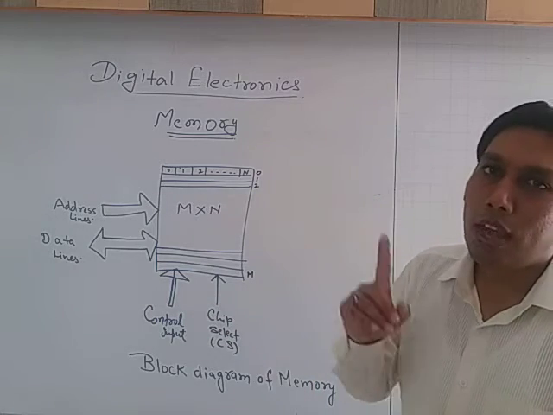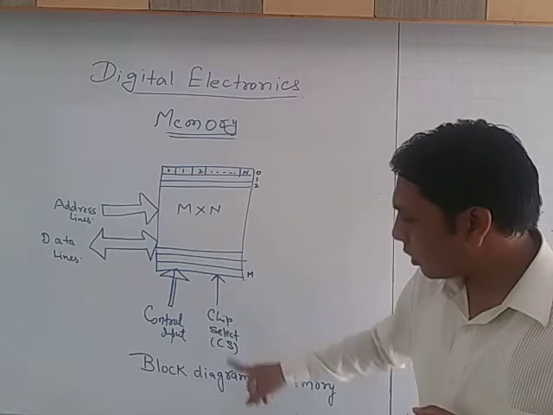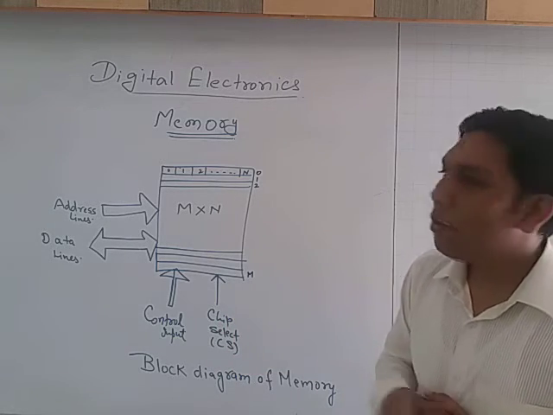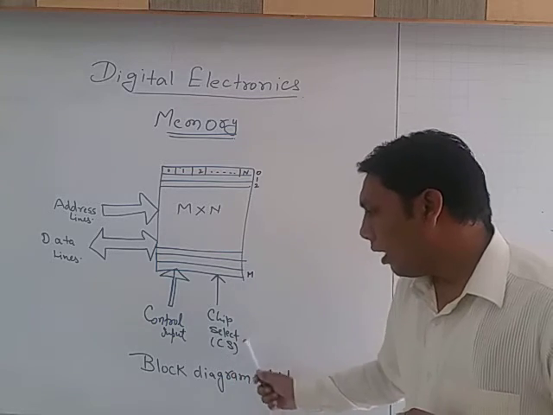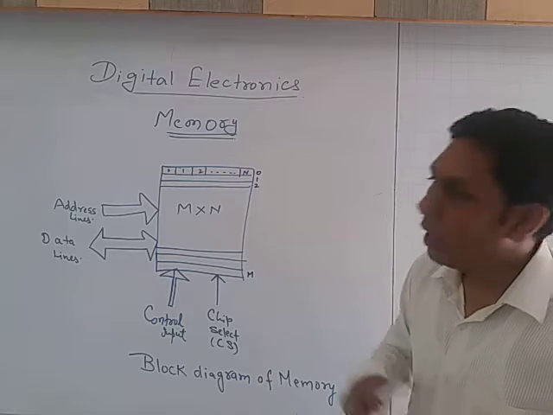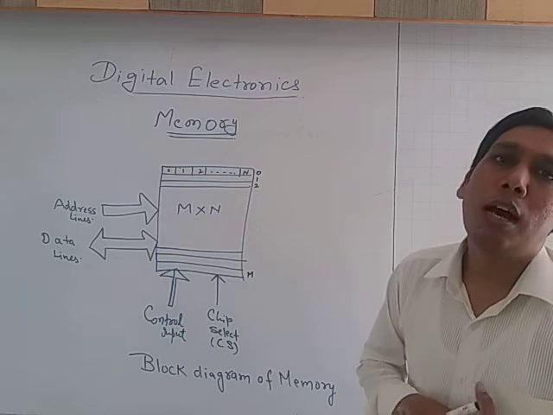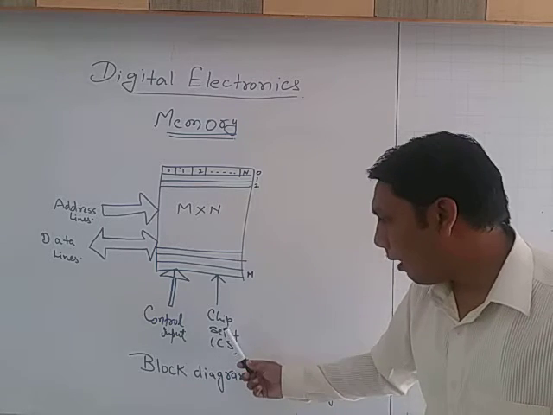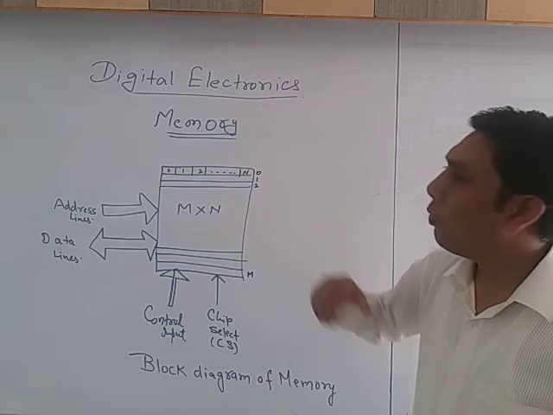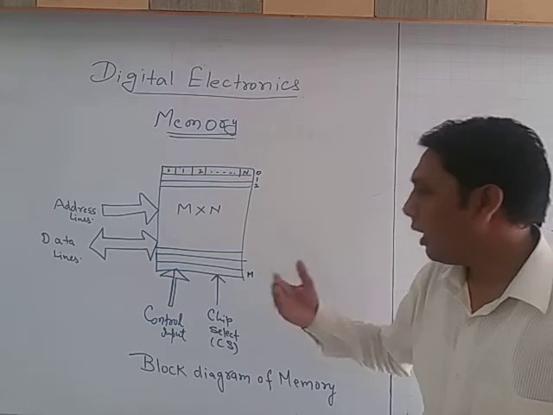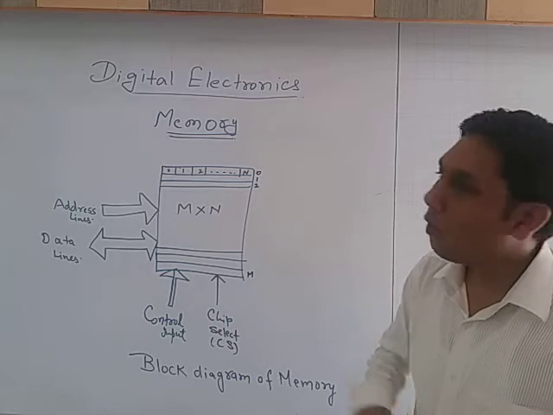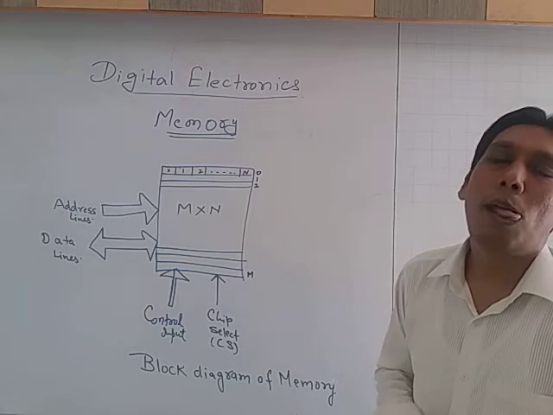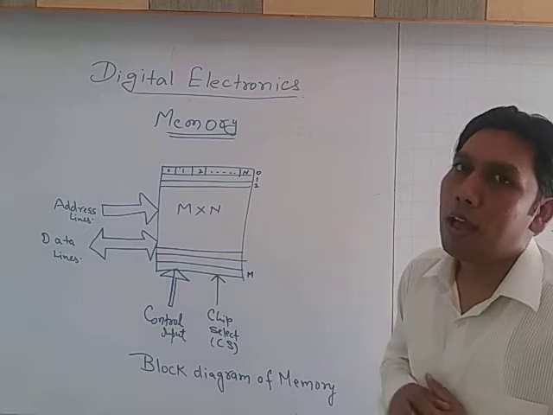Besides these three, we have another input that is called chip select. That means it is an enable pin for a memory. This chip select input initiates or starts the memory. That means it is an on and off input. The value 1 at the chip select will enable the memory and a value 0 at chip select will disable the memory. That means chip select is working as an enable input in the case of memory.